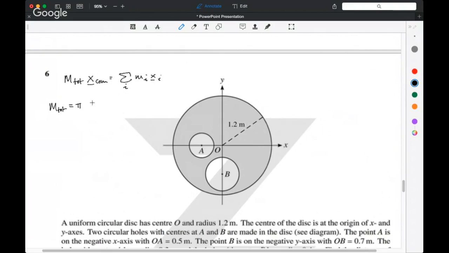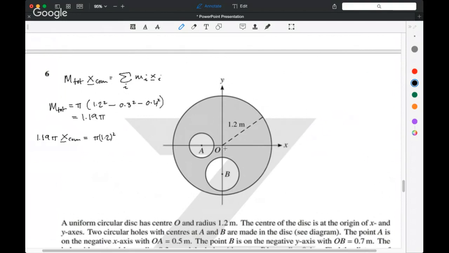So we've got pi, and then we have 1.2 squared minus 0.3 squared minus 0.4 squared. So this is 1.19 pi, and that's the mass of the whole shaded region. And now we're saying that 1.19 pi times the vector of the x center of mass is equal to, and again we're going to use these masses, pi times 1.2 squared times the center of mass of the full circle.